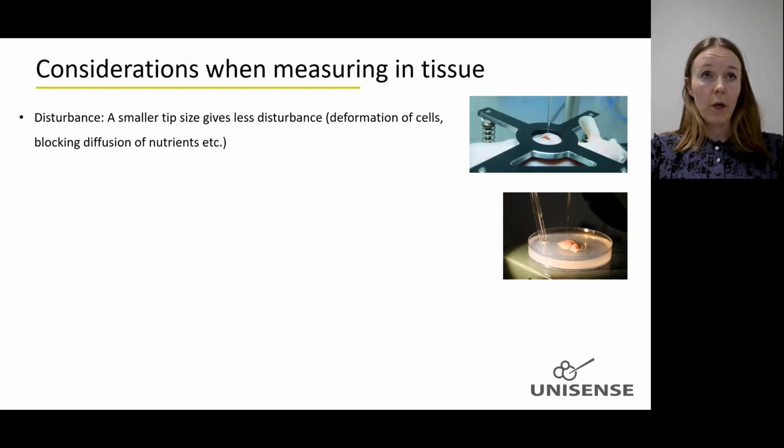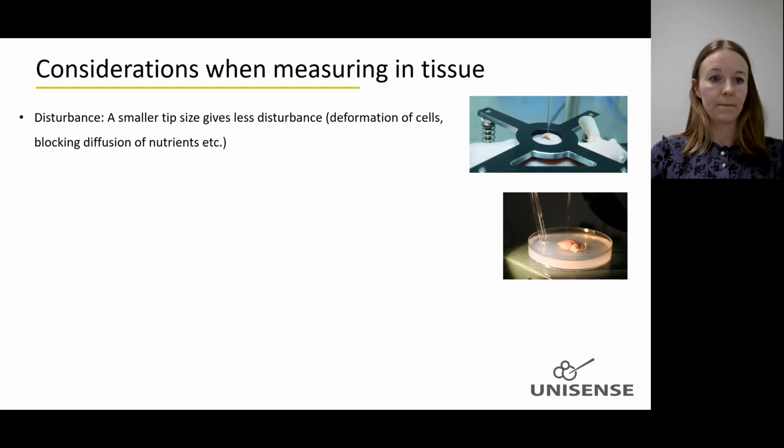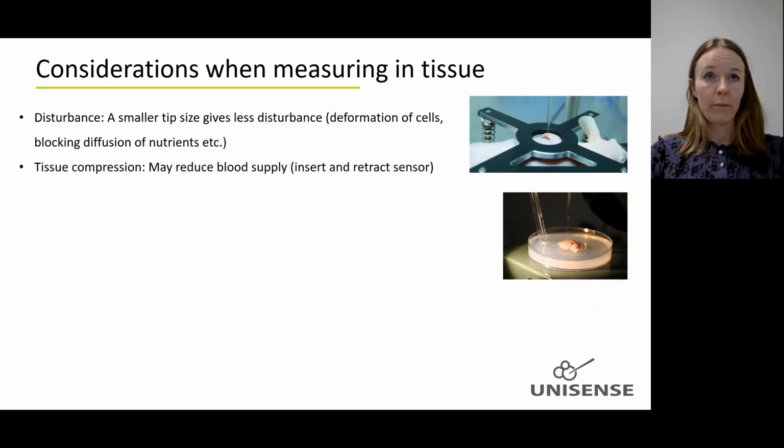First of all, disturbance. A smaller tip size gives less disturbance, and disturbance could be deformation of cells. It could be blocking of diffusion of nutrients and so on. So a smaller tip gives less disturbance. Tissue compression. Tissue may be compressed in front of the tip when the sensor tip is inserted into the tissue.